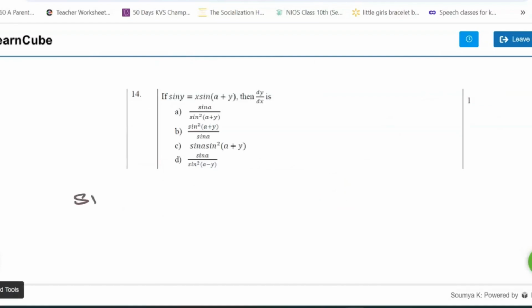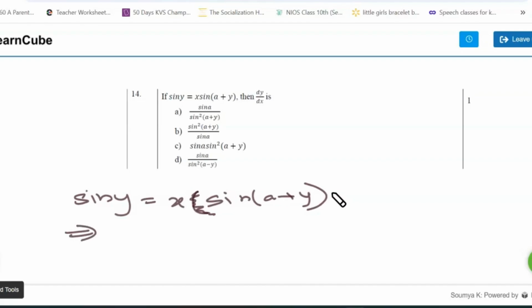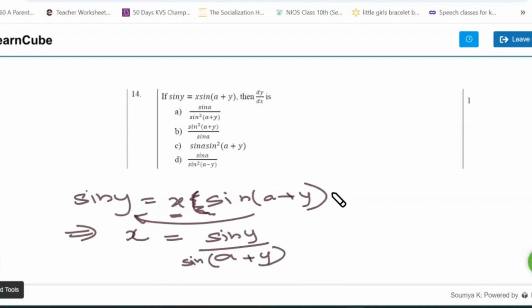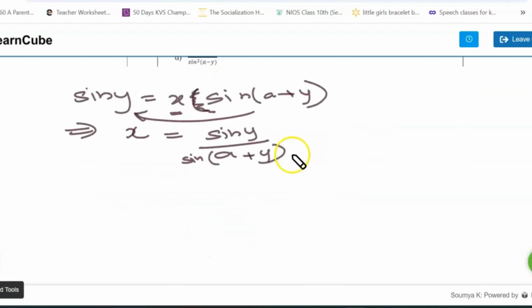So here sin y is equal to x sin of a plus y, given to you. You have to solve for dy by dx. In that case, first find out what is x. So I can shift this sin of a plus y to one side and the other things to the other side, that is x equals sin y by sin of a plus y. This is the case given to you.